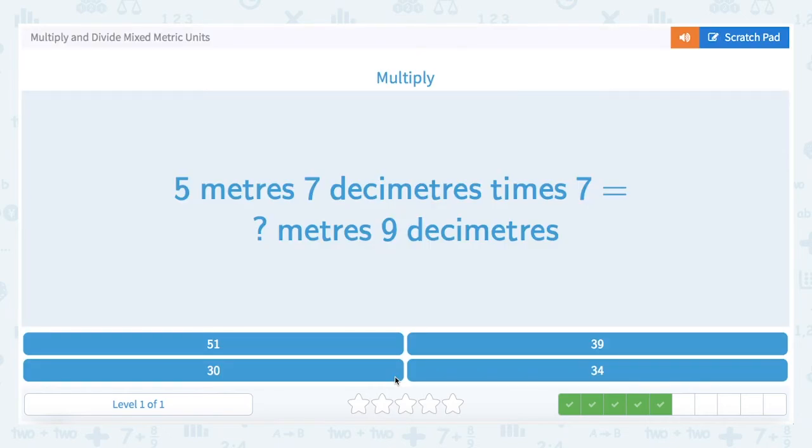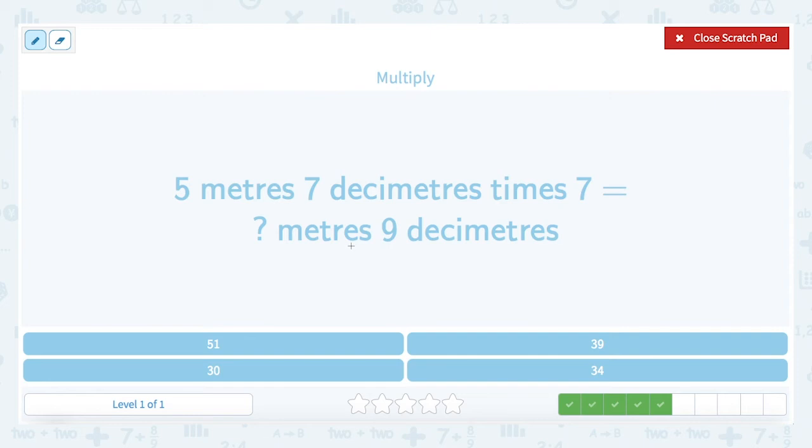There we go. All right, multiplication again. 5 meters, 7 decimeters times 2. So the first thing that we do is to multiply each piece by 7, and then we need to try to work out whether there are any conversions to be made. It's more common for those conversions to come up when we're multiplying. So let's go ahead and try that.